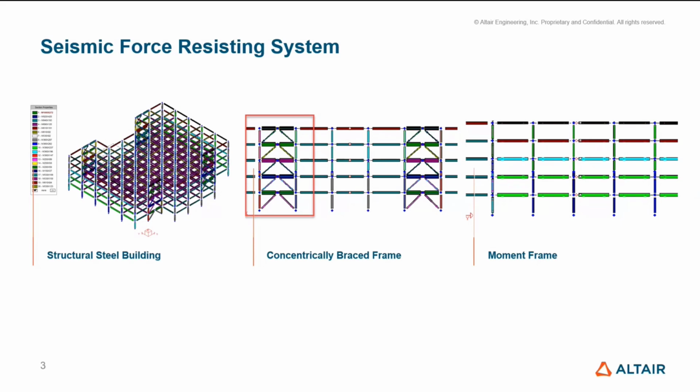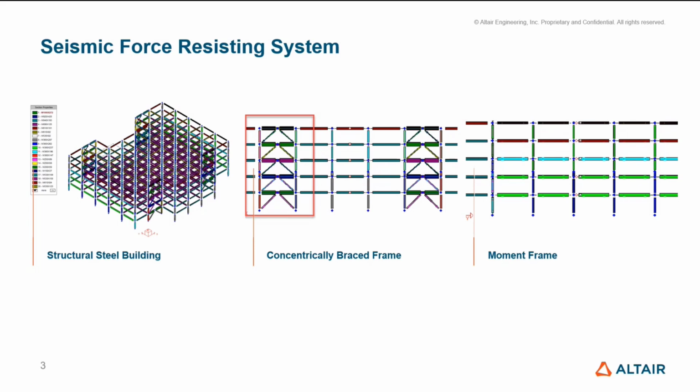So on the left, we have an S-Frame model of a 5-story building made of structural steel. When designing a structure under seismic load, the engineer will designate certain parts of the structure to act as a so-called seismic force resisting system, SFRS. So in the east-west direction, there are 4 concentric brace frames, CBFs, acting as SFRS, 2 in the front and 2 in the back, as shown in the middle here.